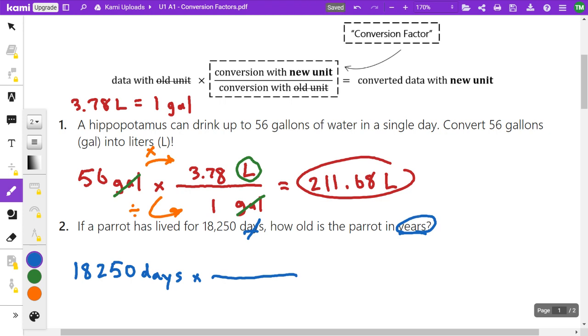Okay. Now, in order to figure out what goes on top and what goes on bottom, that just depends on what I'm trying to get rid of. I want the days unit to go away. So I need it to be divided by something that also has the days unit.